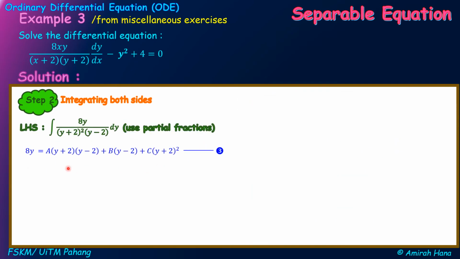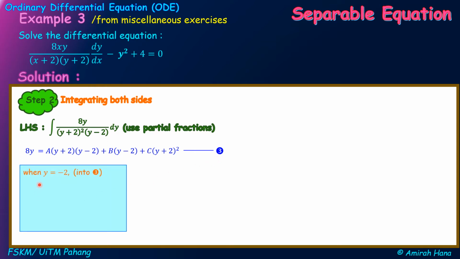From the previous slide, we stopped at equation 3, where we equate the numerators for both sides. Okay, and after that, we need to find the values of constants A, B, and C. To find the values of A, B, and C, which are 3 constants, we need to substitute 3 values of y into equation 3.